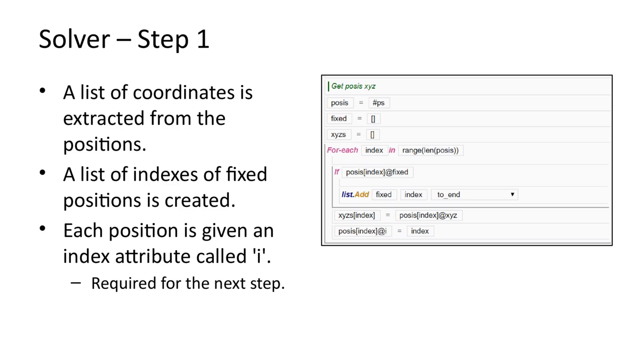The first step focuses on extracting the data needed for the solver. 2 lists are generated in the process. One list is all the XYZ coordinates of the positions. The other list is the indexes of all the positions that are fixed, and that should therefore not be moved. At the same time as extracting this data, an additional attribute is also added to each position. This attribute specifies the index of the position. This index is required in the next step.